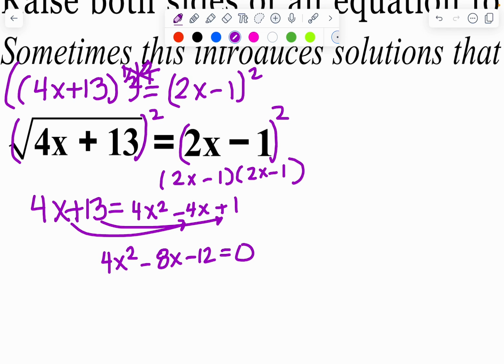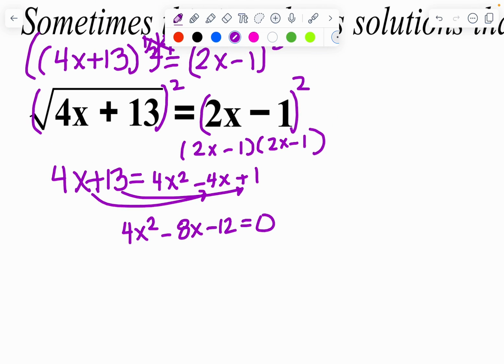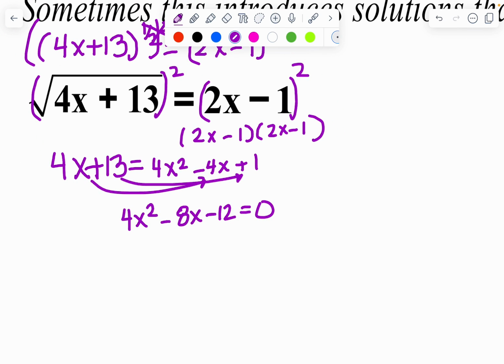Now, what I'm going to do is factor this. I'm going to try to solve this. I'm going to factor it. And 4 goes into everything, so I can factor this out. So this is x squared minus 2x minus 3 equals 0.